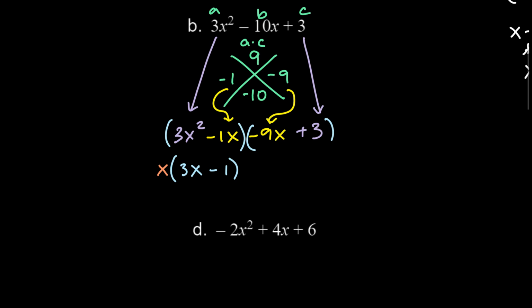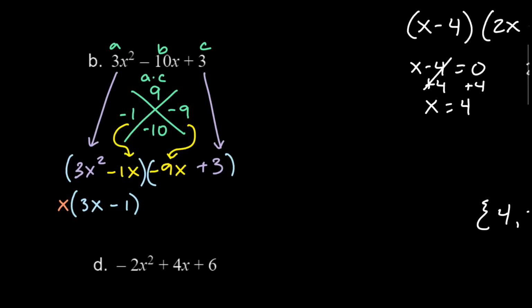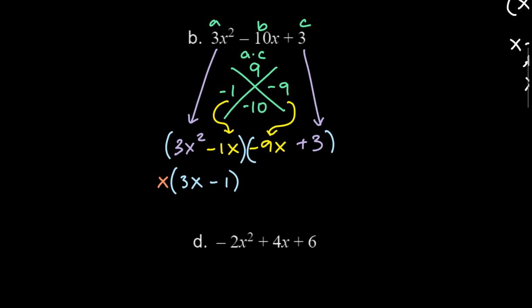Then we pull the GCF out of the second 2. So what is -9x plus 3? What's the GCF between those 2? A 3. So I'm going to pull a 3 out. Just a 3? Oh my gosh, I'm going to pull a -3. So what's -9x divided by -3? Positive 3x. And what's positive 3 divided by -3?